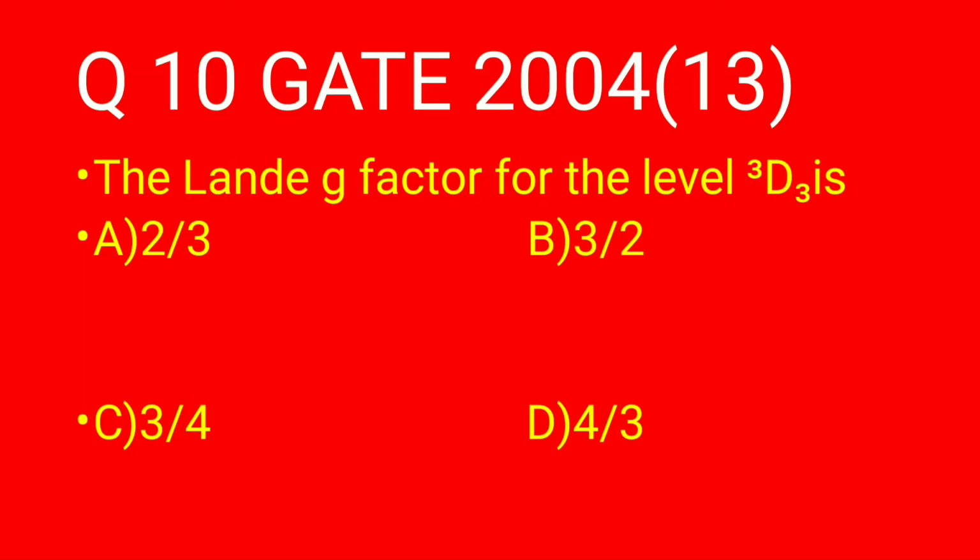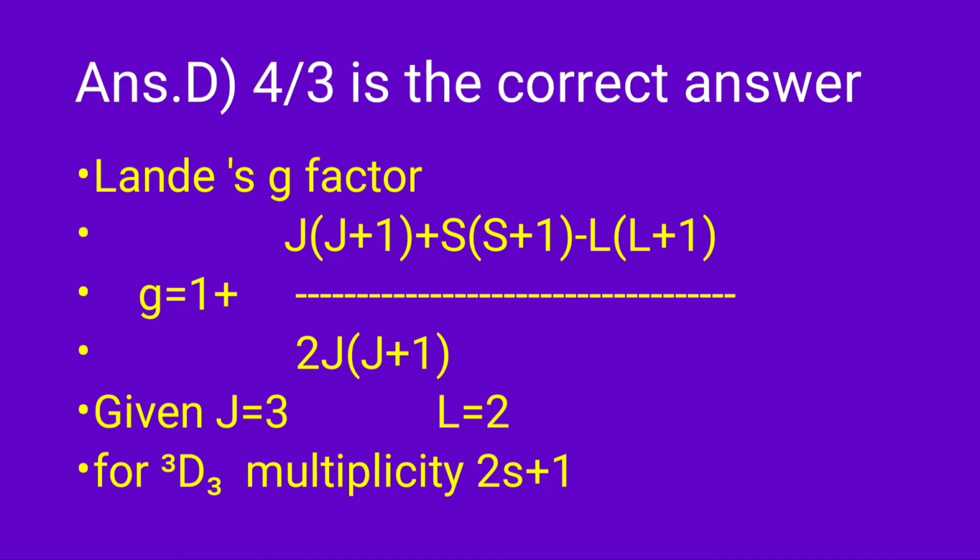Question number 10. The Landé g factor for the level 3D3 is option A, 2 by 3, B, 3 by 2, C, 3 by 4, option D, 4 by 3. Answer D, 4 by 3, is the correct answer. We know that Landé g factor g equals 1 plus J into J plus 1 plus S into S plus 1 minus L into L plus 1, divided by 2J into J plus 1.